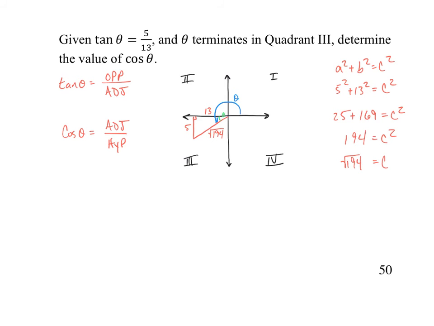And now I can evaluate cosine of theta. So cosine of theta must equal the adjacent side, which is 13, divided by the hypotenuse. Again, I don't want to leave radicals in denominators. So I'm going to multiply this whole thing by 1. So I end up with 13 radical 194 over 194.